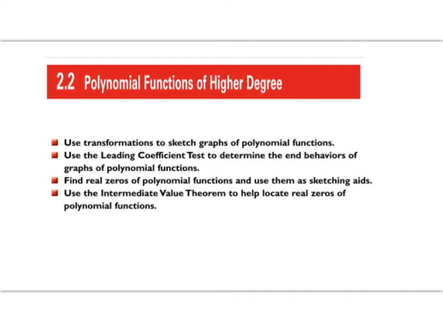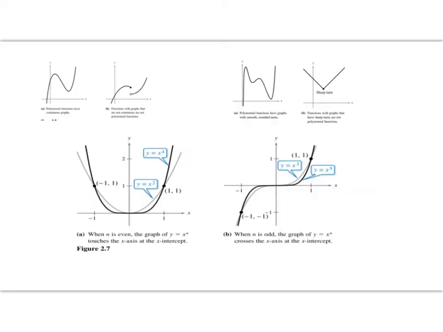Okay, so in 2.2, all you're really doing is the transformations. You're looking at leading coefficients to see what's happening. You're looking at the degree of the equation, so you know what's happening at the end behavior. You're looking at your zeros to help you come up with a sketch, and then you're using the IVT to also help you come up with a sketch.